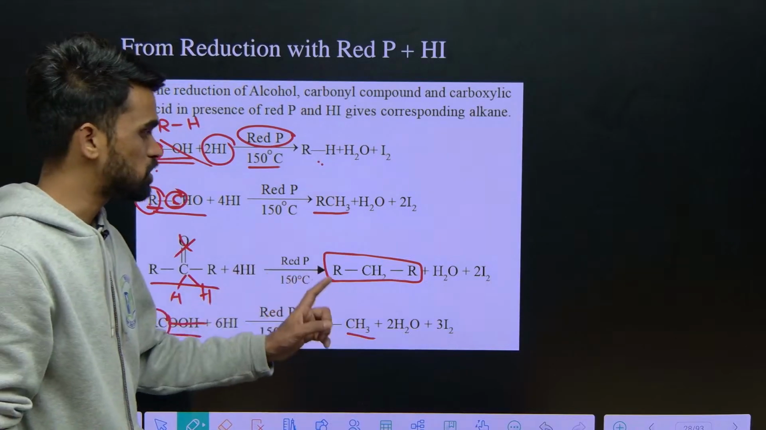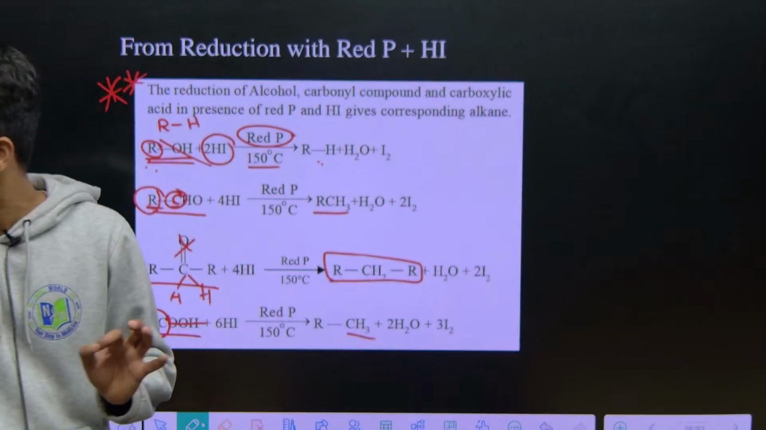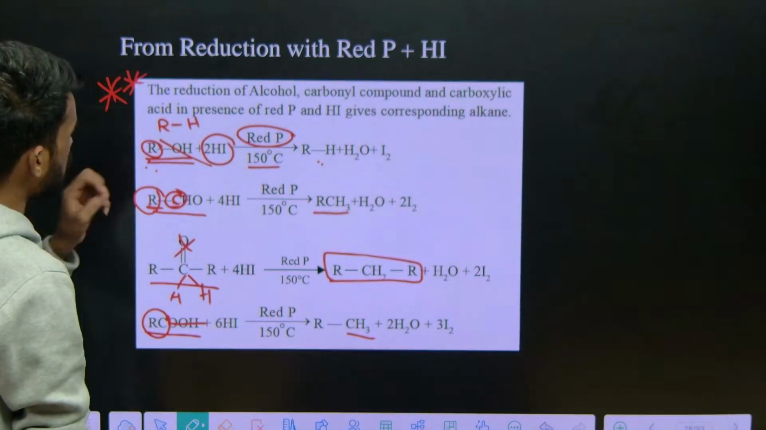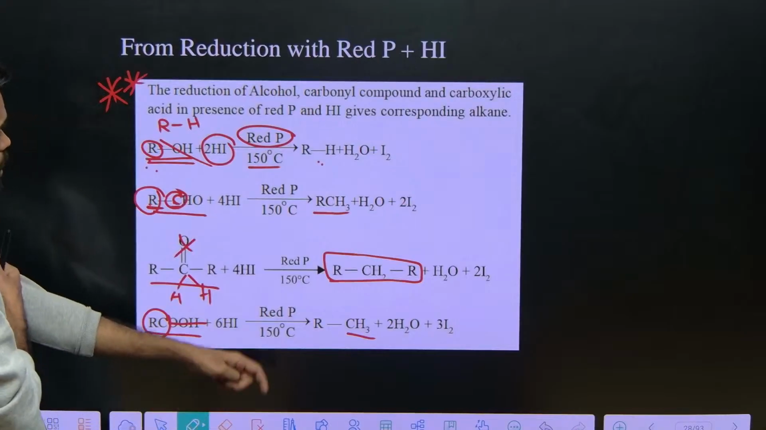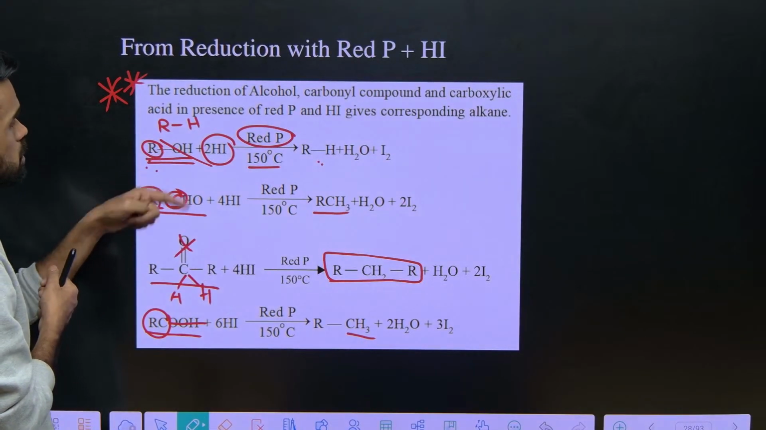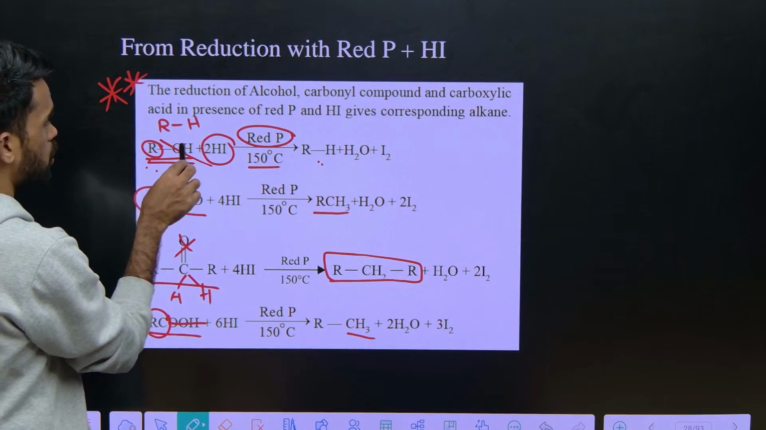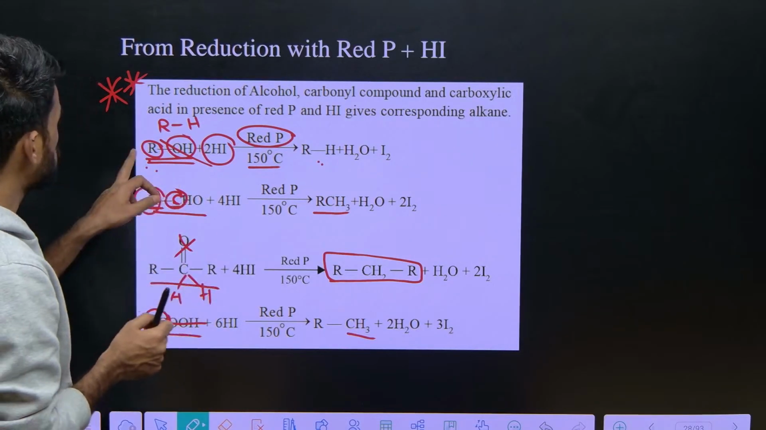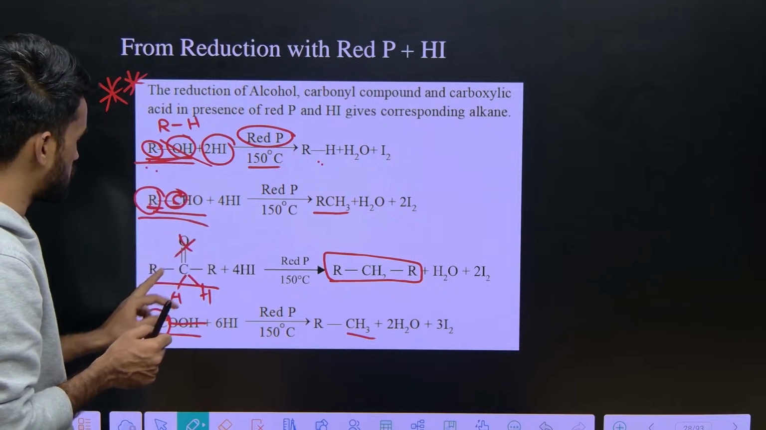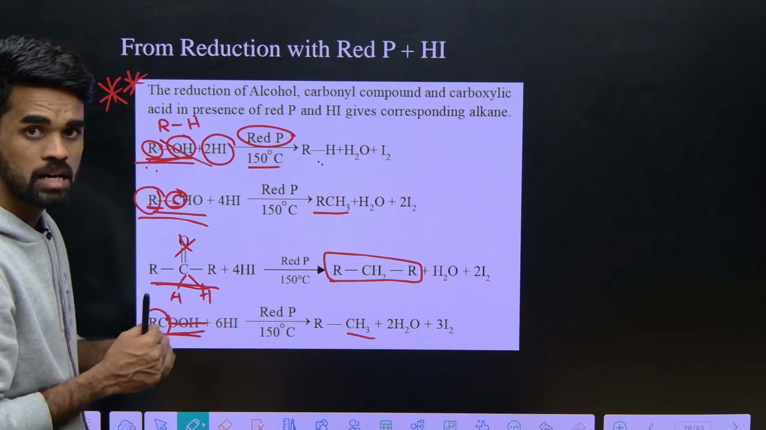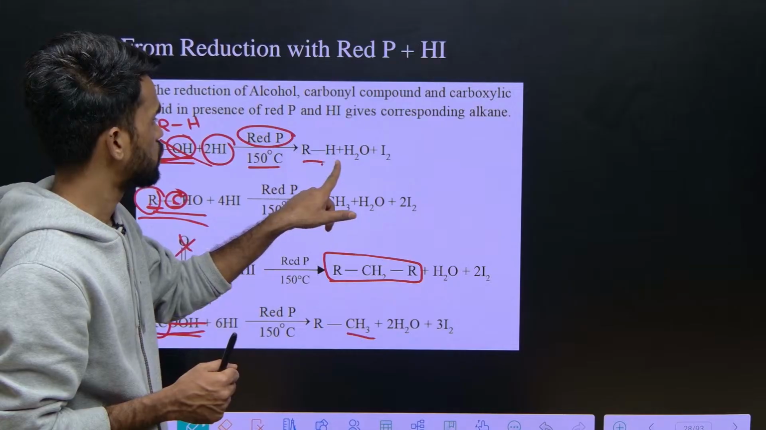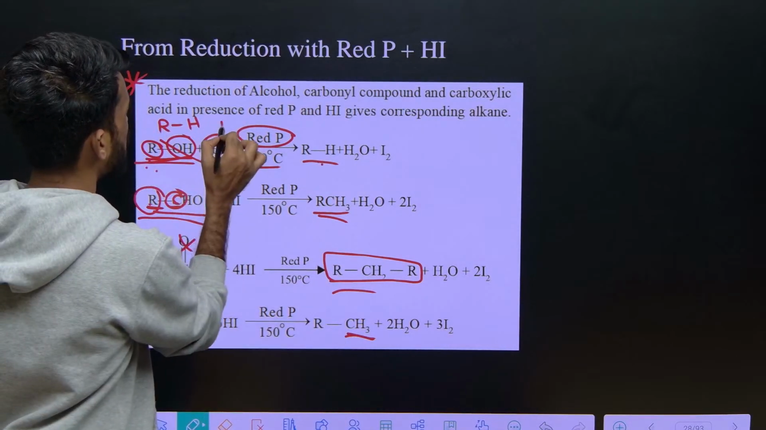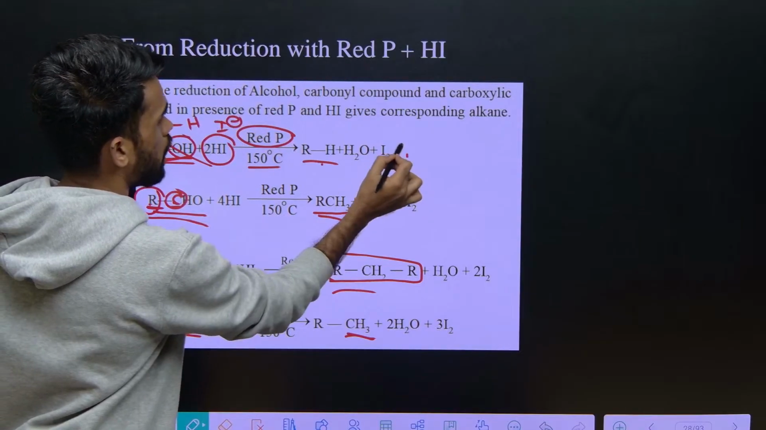Okay, hope the discussion is clear without any confusions. Now what is the process happening here? Oxygen is being removed from this alkyl group. Removal of oxygen is what? Reduction. So alcohols, aldehydes, ketones, carboxylic acids undergo reduction, whereas the iodide ion in HI is converting into I2.